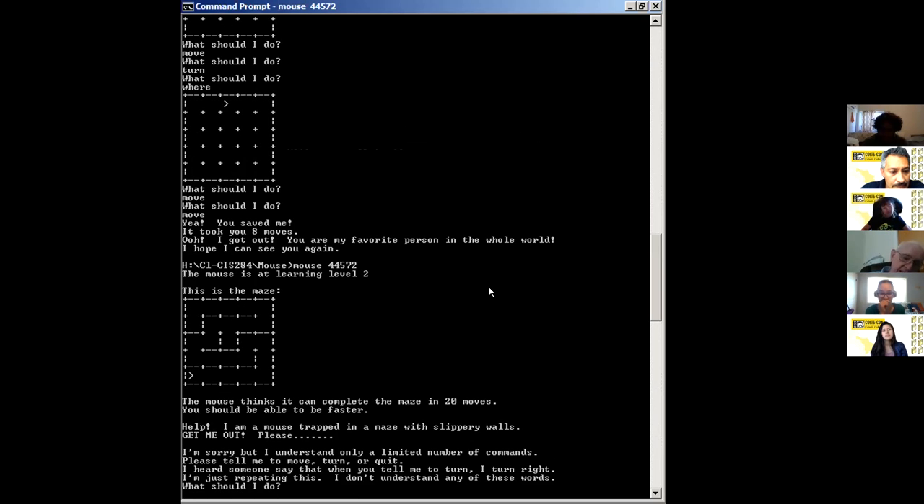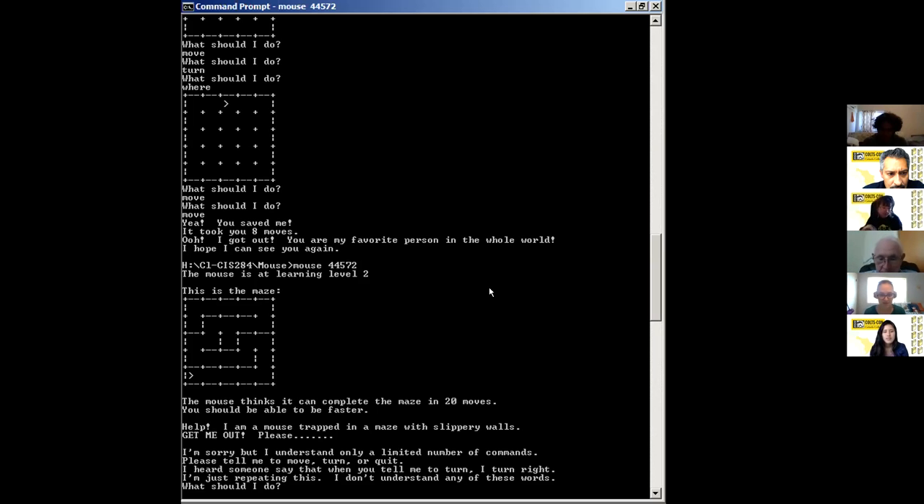Okay, so now the maze is a little more complicated. We should try not to run the mouse into a wall. He'll get upset if we do. He'll recover, of course, but he'll be a little upset if we make him hit the wall. But same situation. All he knows is move and turn and where. So let's see what we can do here.